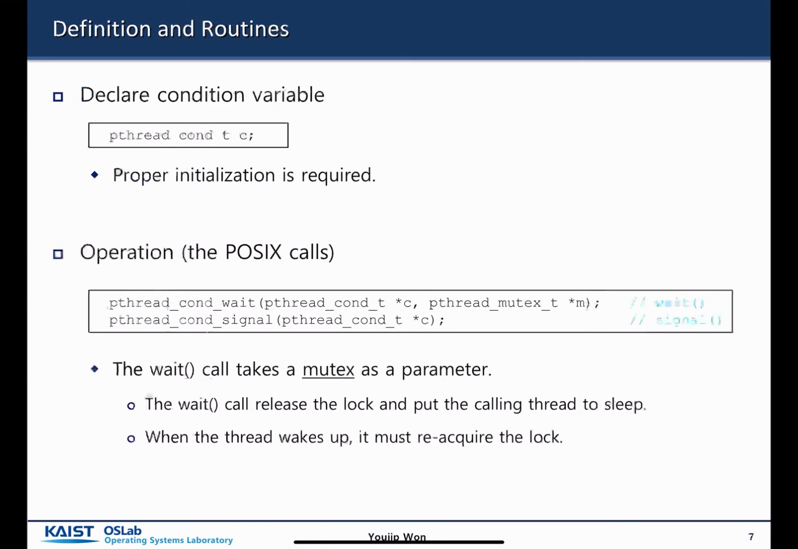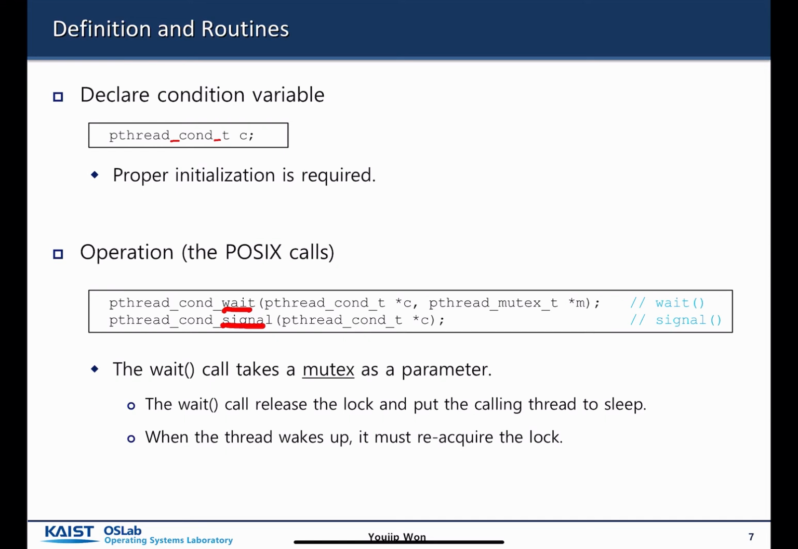This is the actual declaration of a condition variable. There is a variable type pthread_cond_t. Okay, so we declare a condition variable C, and of course we have to initialize the condition variable. Whenever you define a variable, you should not forget to initialize it. And there are two important functions: pthread_cond_wait and pthread_cond_signal.